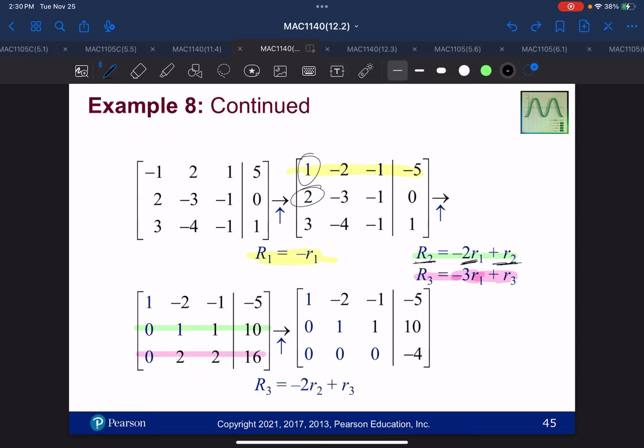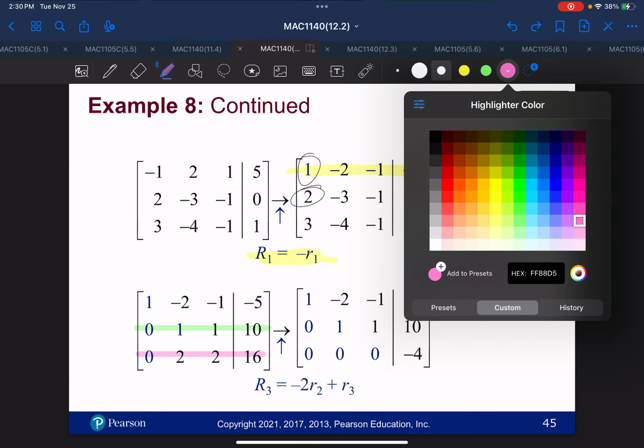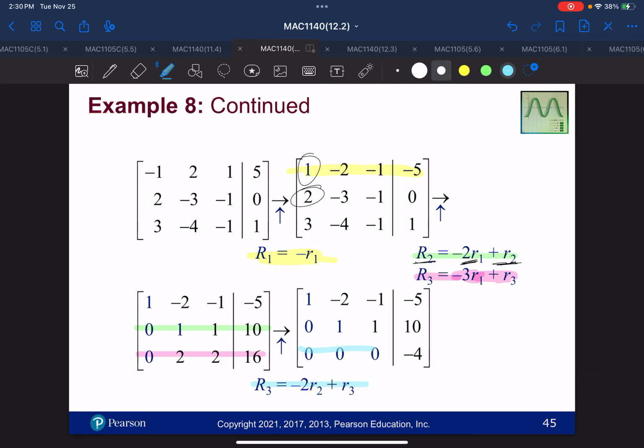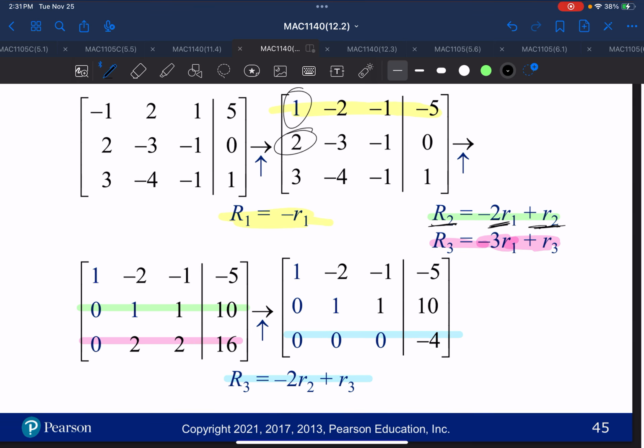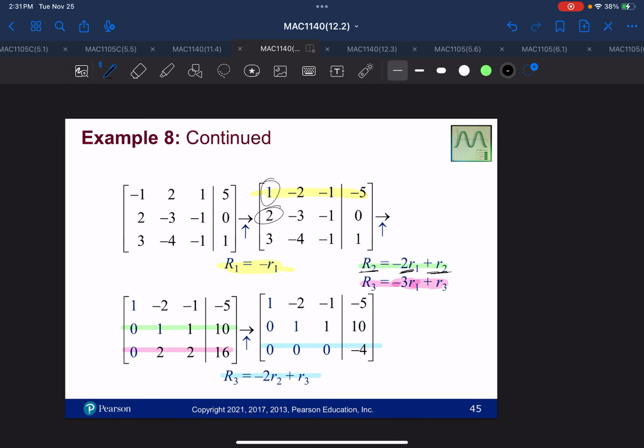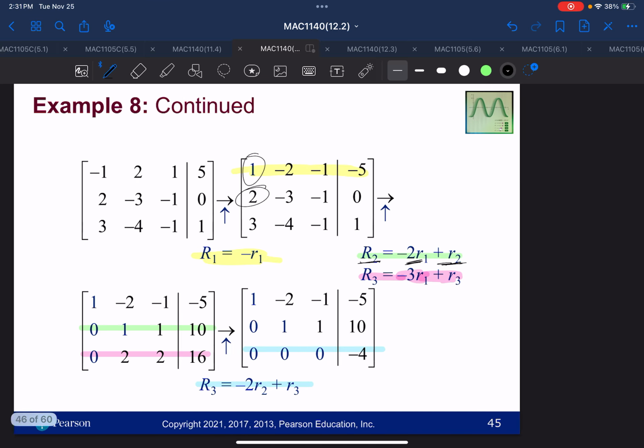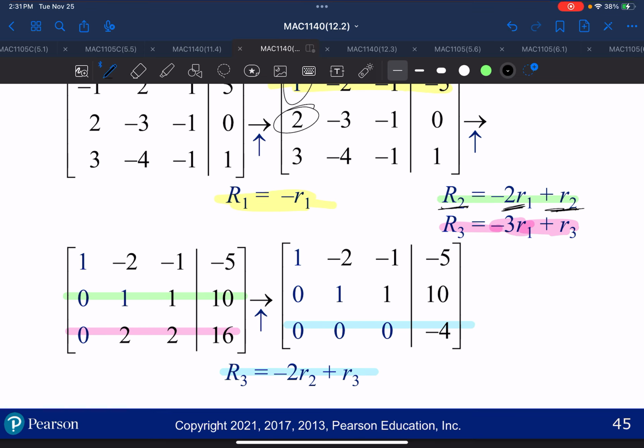Okay, and then it actually worked out pretty nicely where this is already a 1, so I don't have to worry about that. So the next thing I want to do is get this equal to 0. So I will multiply row 2 by -2 and add it to row 3 to get a new row 3. Okay, so now this is in row echelon form, but you see here that it's not really in row echelon form because this is the first non-zero and it's not 1.